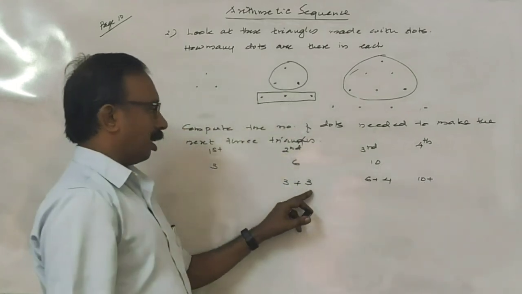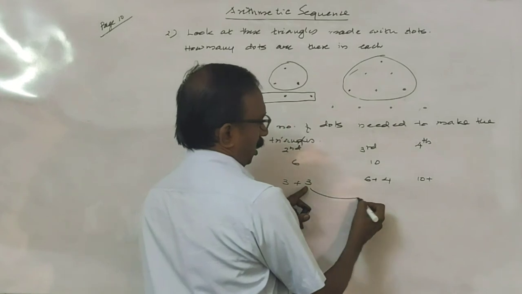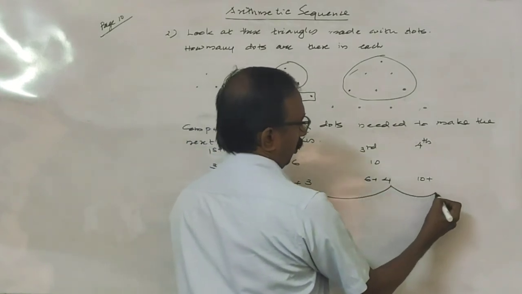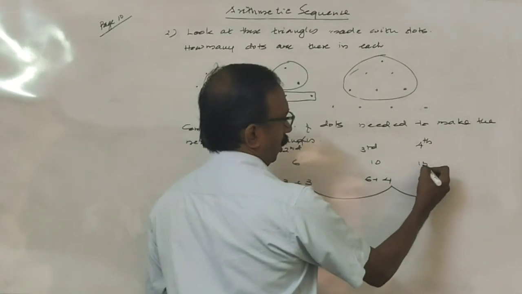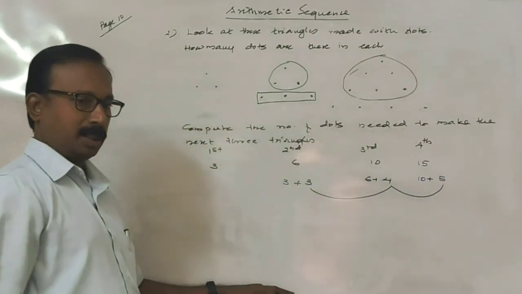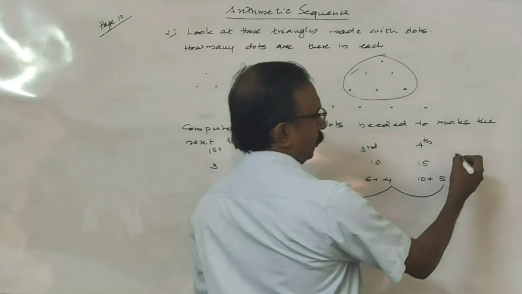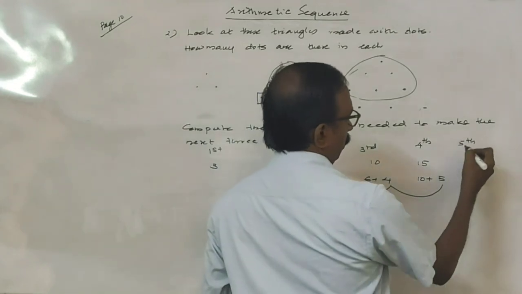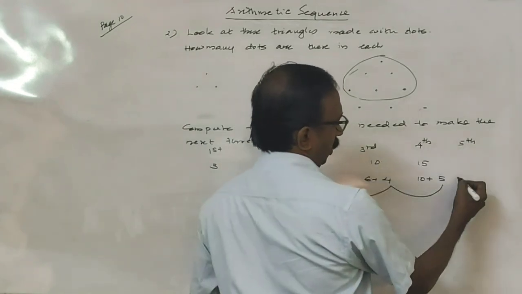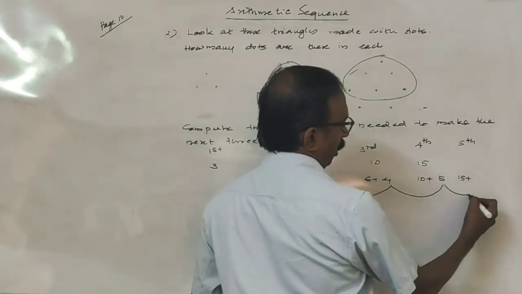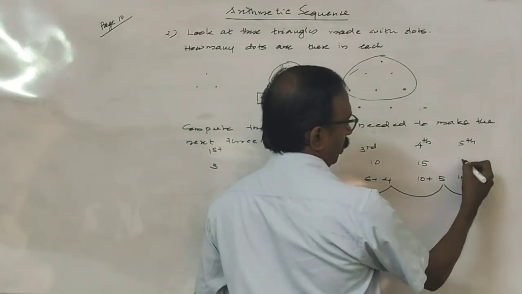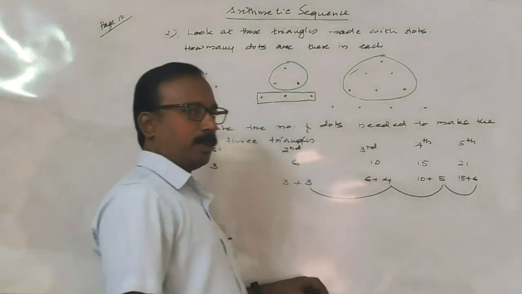Next, 3. Next, 4. That becomes 15. What is the fifth triangle? Fifth triangle. Cardinal triangle 15 dots. That is the body. If you have 5, at the crown, 6. So it becomes 21 dots.